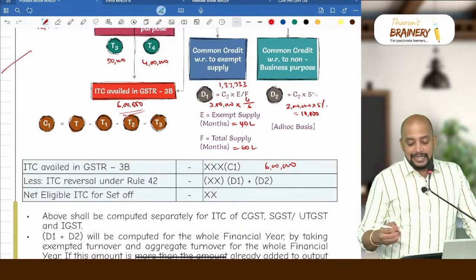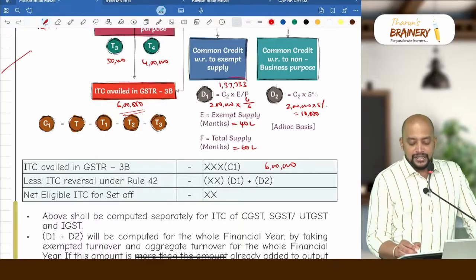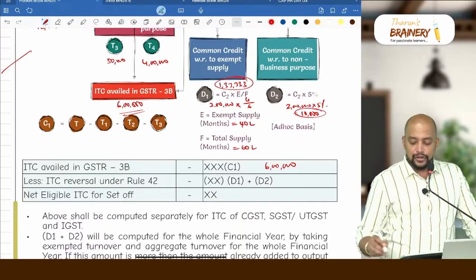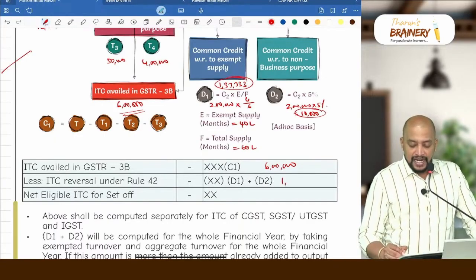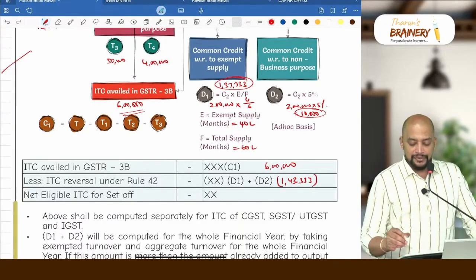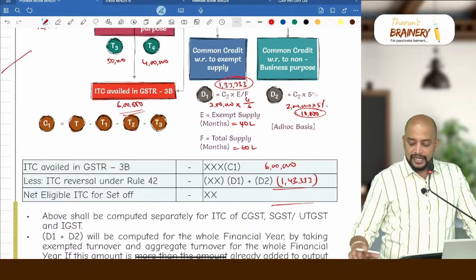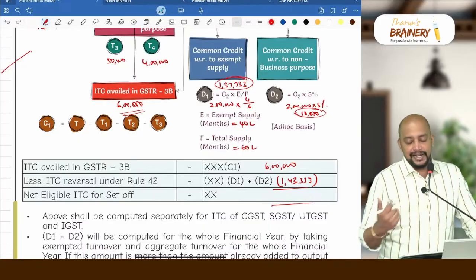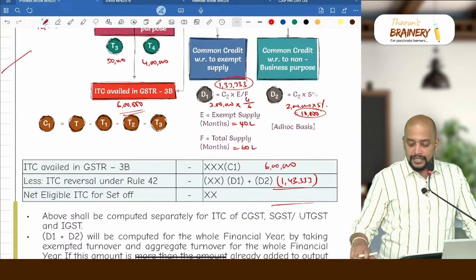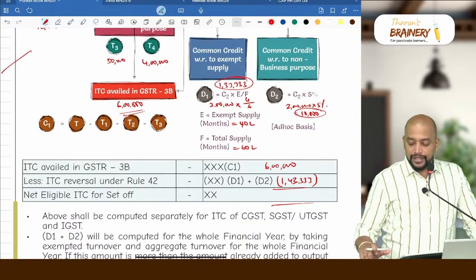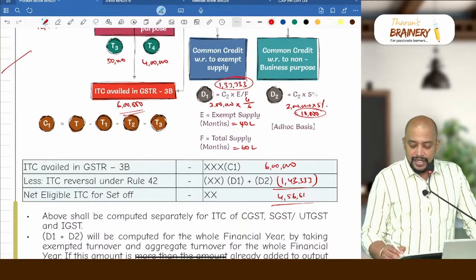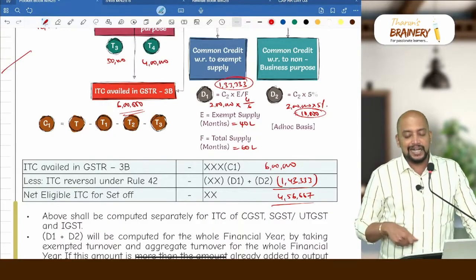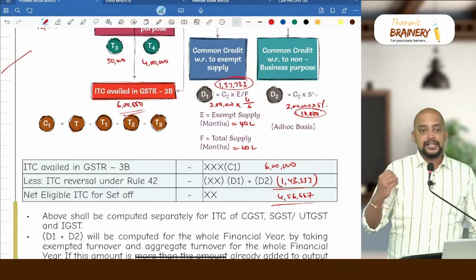And what is the ITC to be reversed? To be reversed is 1,33,333 and 10,000 rupees. That is 1,43,333 is the ITC to be reversed. And what is the net eligible ITC? So C1, that is ITC availed in 3B minus D1 and D2, 1,43,333, that will be 4,56,667, which will be taken as the net eligible ITC for set off.